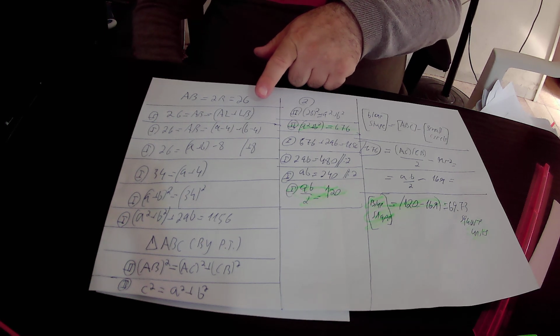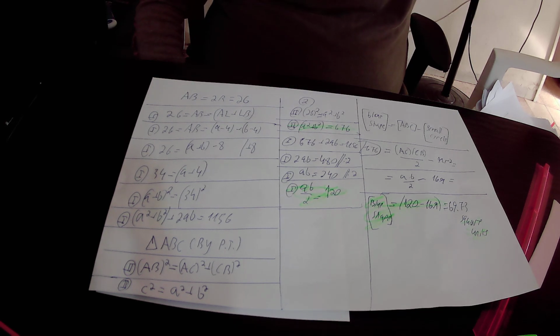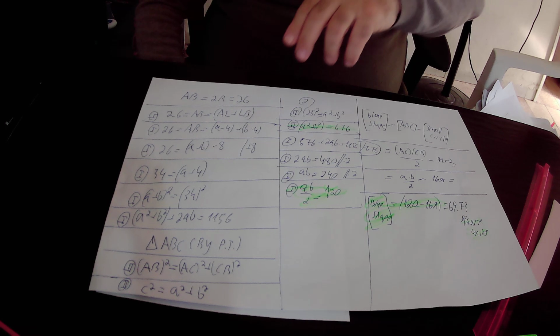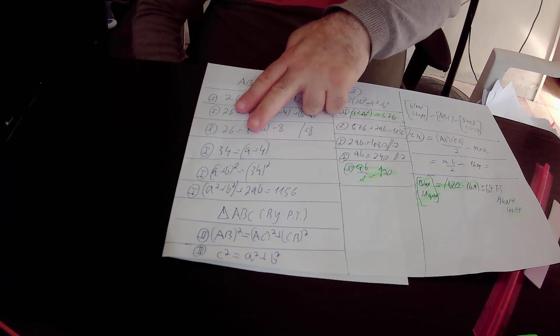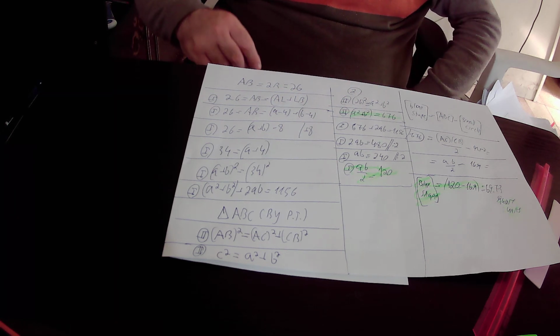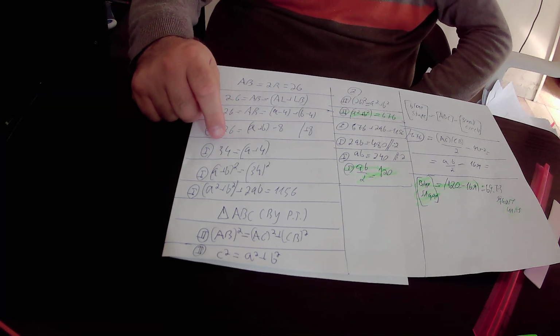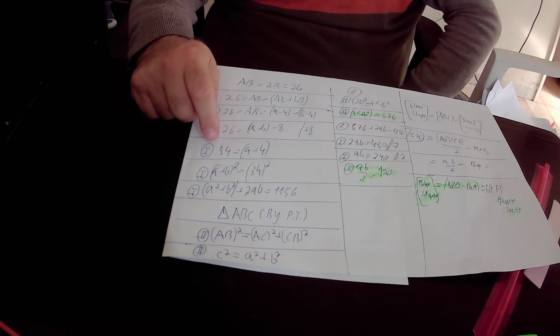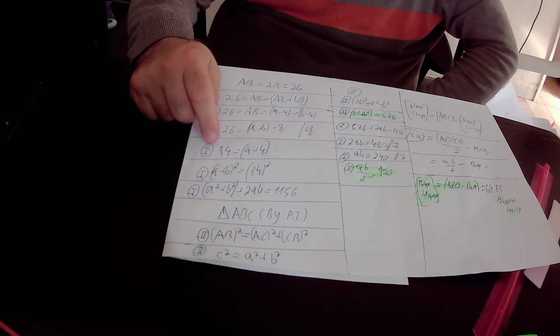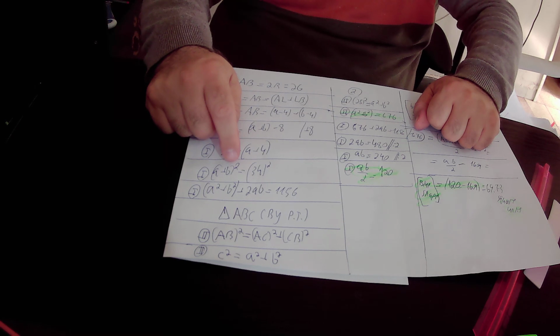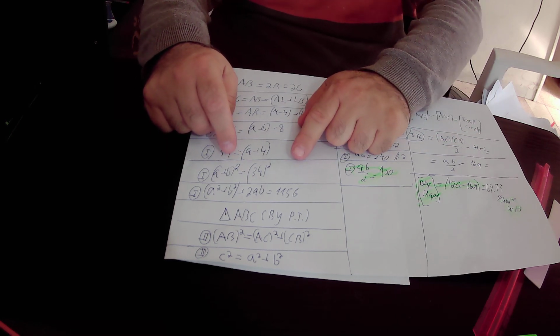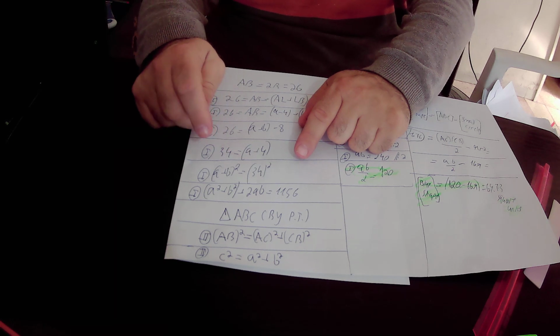We added 8 to this equation number 1, and we found out that A plus B equals 26 plus 8, that is 34. Then we squared both sides of this equation number 1, and found out that A plus B squared equals 34 squared. We opened the brackets and found out that A plus B squared equals A squared plus B squared plus 2 times AB, and 34 squared equals 1156.